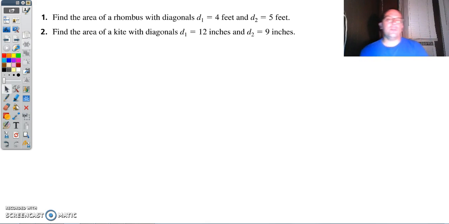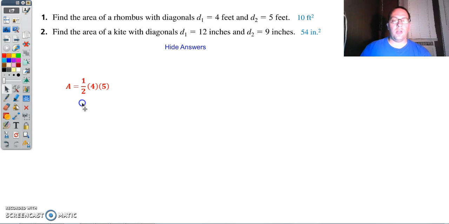So you've worked these out, hopefully, and you should have gotten answers of 10 square feet and 45 square inches. Here we have a rhombus. The diagonals are 4 and 5. So that's 1/2 times 4 times 5. Half of 4 is 2, and 2 times 5 is 10. This is in feet, so 10 square feet.